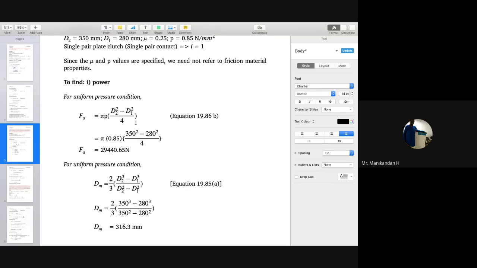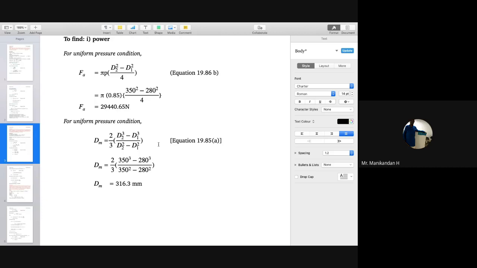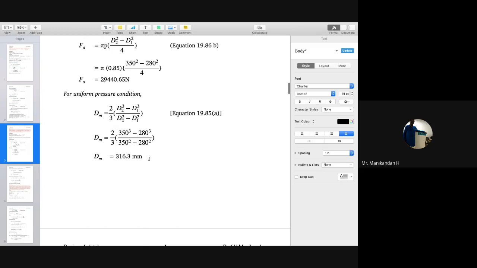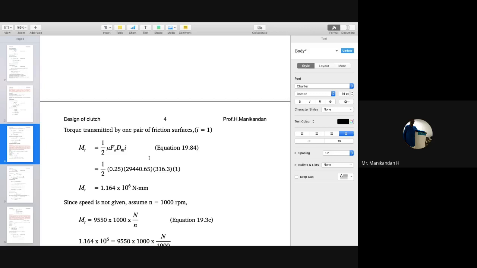First we'll find out the axial force, axial load. Fa using this formula 19.86b. So Fa equals pi p into d2 square minus d1 square by 4 for uniform pressure condition. So it is found to be 29,440 Newton. And we have to find the mean diameter for calculating the torque value, right? So as per uniform pressure distribution, dm is equal to, as per equation 19.85a, substituting d1 and d2 values, we got the mean diameter equal to 316.3 mm, right? Now we will go for the torque transmitted by one pair of surfaces.